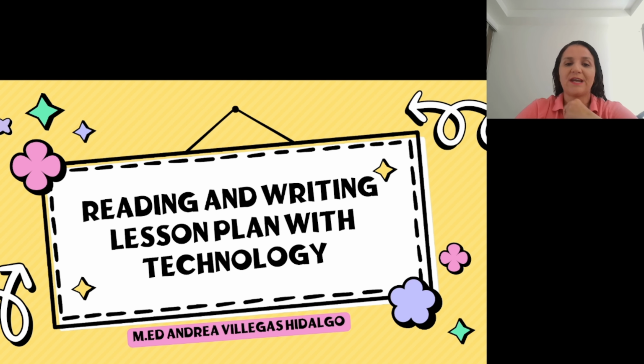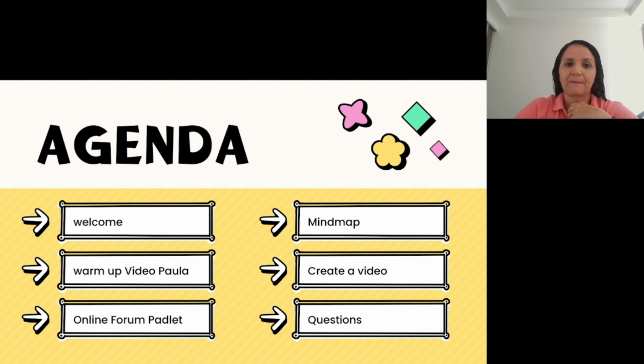We are going to see our today's agenda. So, first, as I mentioned before, we're going to have a warm up activity in which we're going to see a summary, like a plot of the book by Isabel Allende that is called Paula. After that, we are going to do an online forum in Padlet about some important information about how the situation in Chile affects the reading about Paula.